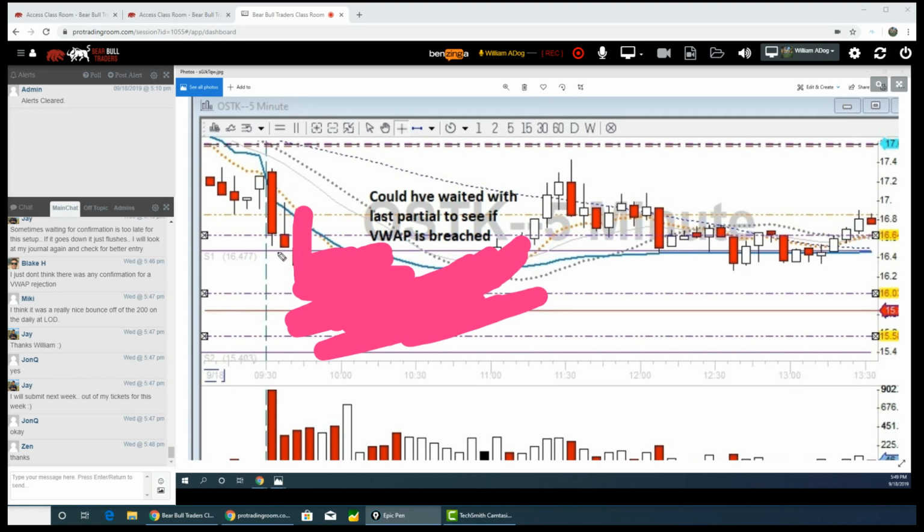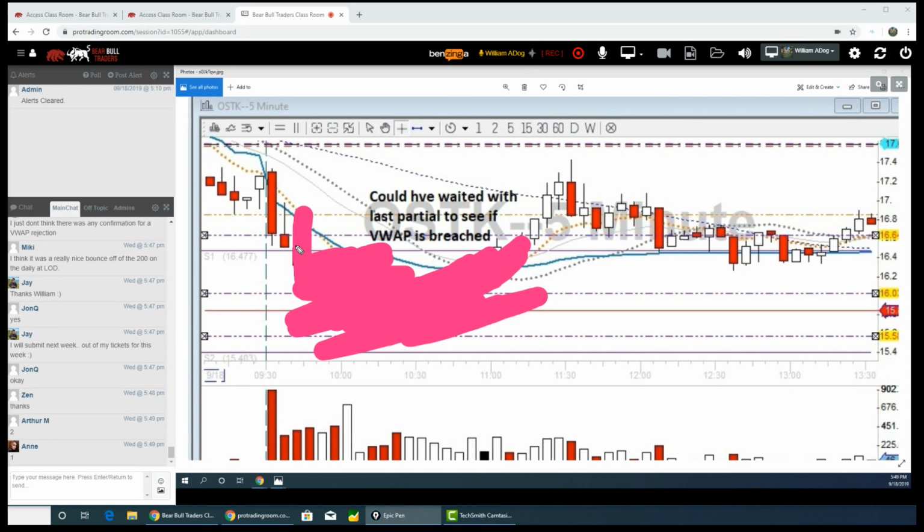Okay, so right here, about where Zen's starting to get in, type in 1 if you think this is bearish. Type in 2 if you think this is a bullish chart. 1 for bearish, 2 for bullish. We can't do this much in the chat when we spam stuff. So Arthur, you think this looks bullish? 3 for undecided, that's fine.